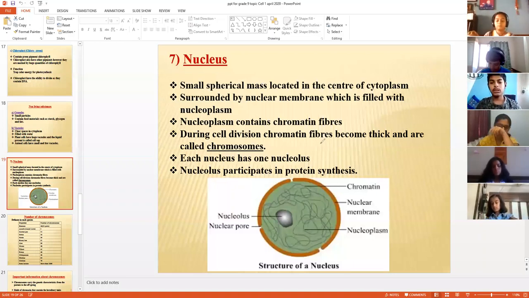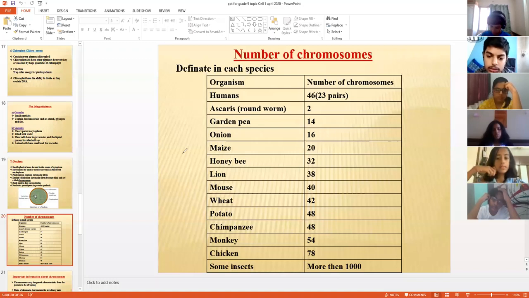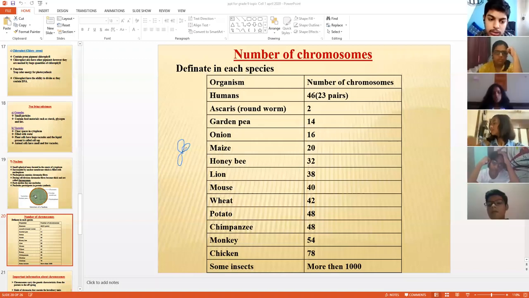Children, in the earlier slide, I had told you that the chromatin fibers get converted to chromosomes. So these irregular structures are converted into structures like this. This is one chromosome. That means, children, what is happening? The Maggie-shaped fibers get arranged into these structures, and each is one chromosome. That means there are 46.